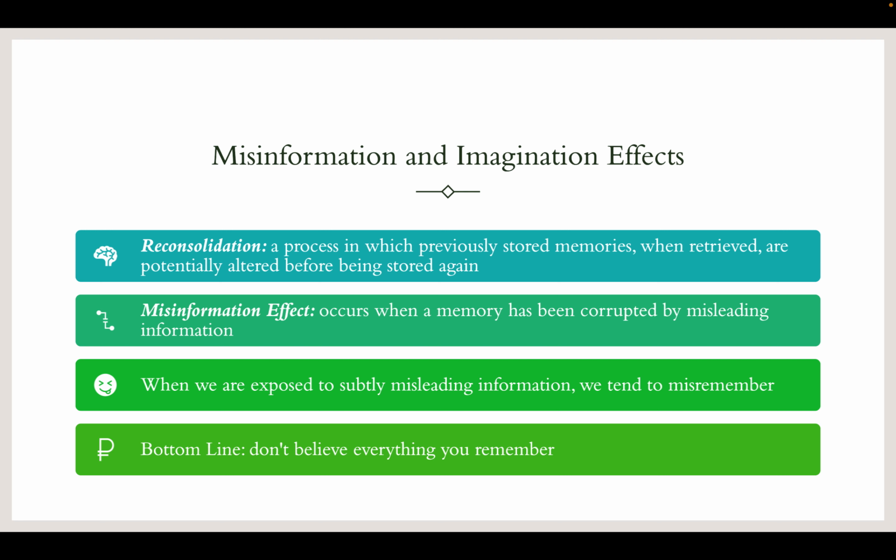The misinformation effect occurs when a memory has been corrupted by misleading information. An example of this is when people were shown a short traffic accident, and then they answered questions about what they had seen. Those asked how fast were the cars going when they smashed into each other gave higher speed estimates than those asked how fast were the cars going when they hit each other.